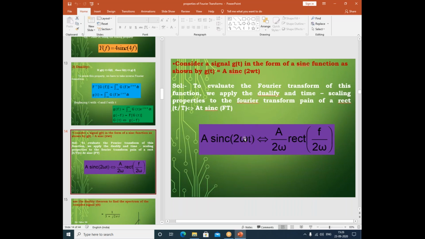So please try to understand. Just you are replacing the Fourier transform, in this case, you are replacing f with t and t with f. But here your f is 2 omega and t is t, so you need to replace t with capital F. That is how you can do it. Then you're going to get this one. So please try to understand. Again, I'm going to repeat it.